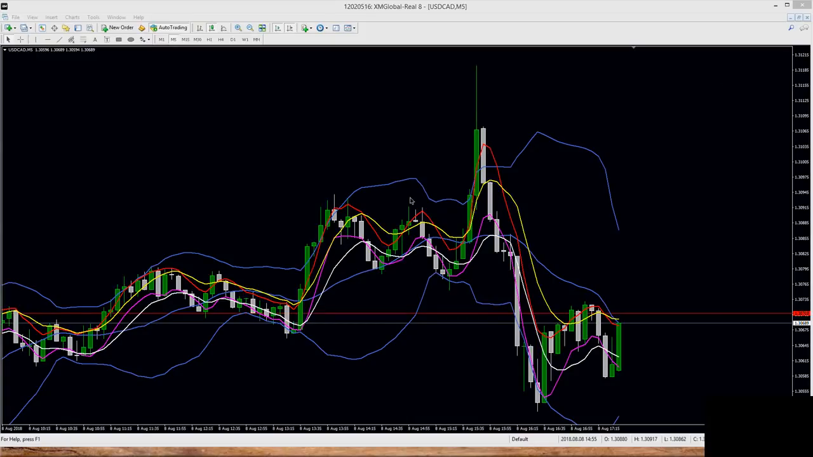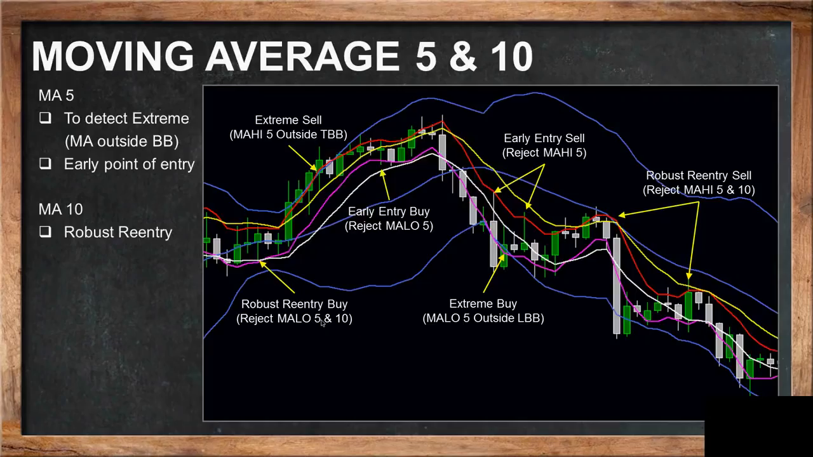Let's start again. So, back to the class. Let's talk about the moving averages. The MA5 has two functions. The first one is to detect extremes.